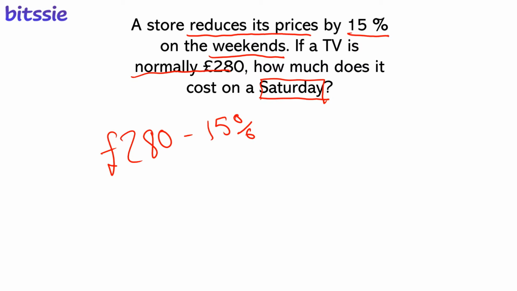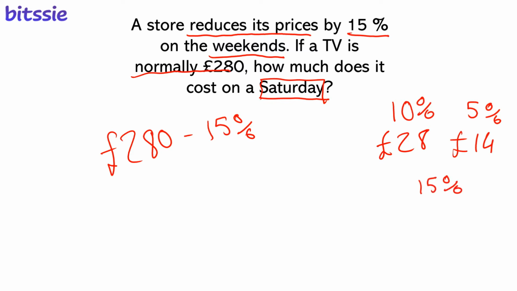So let's calculate 15% of 280. First, we'll need to calculate 10%, then calculate the remaining 5%. So 10% is just 280 divided by 10, which is £28. And then 5% is half of 10%, so £14. Then to get 15%, we just add these together, which gives us £42. So we need to reduce 280 by £45.